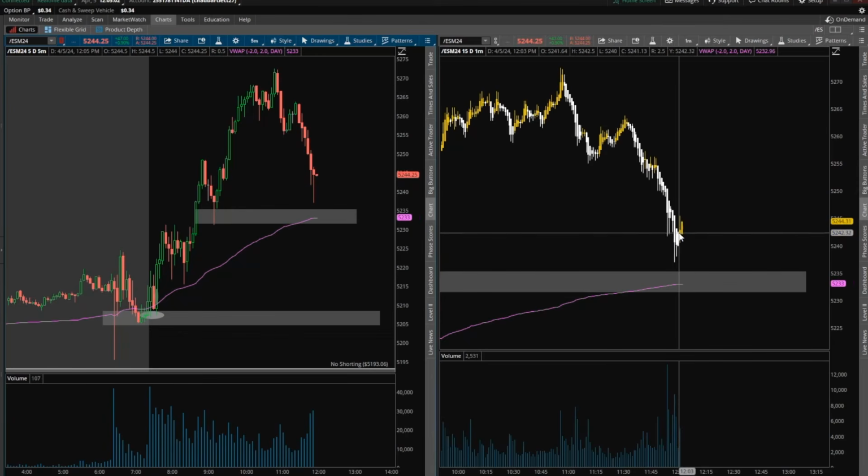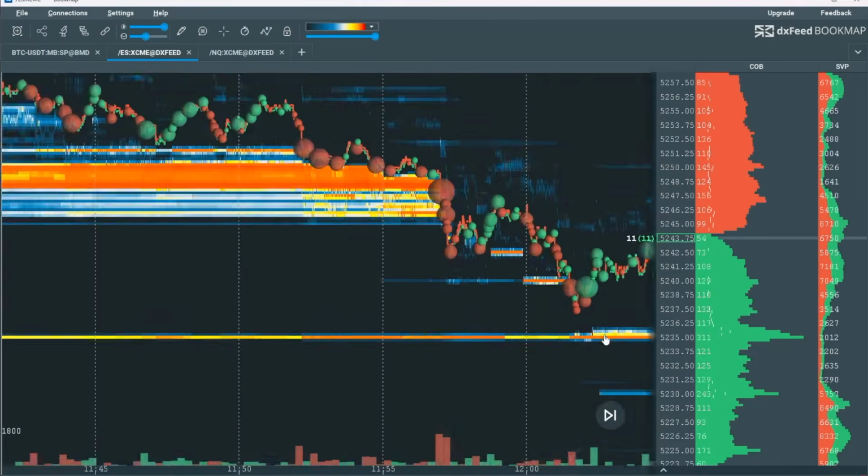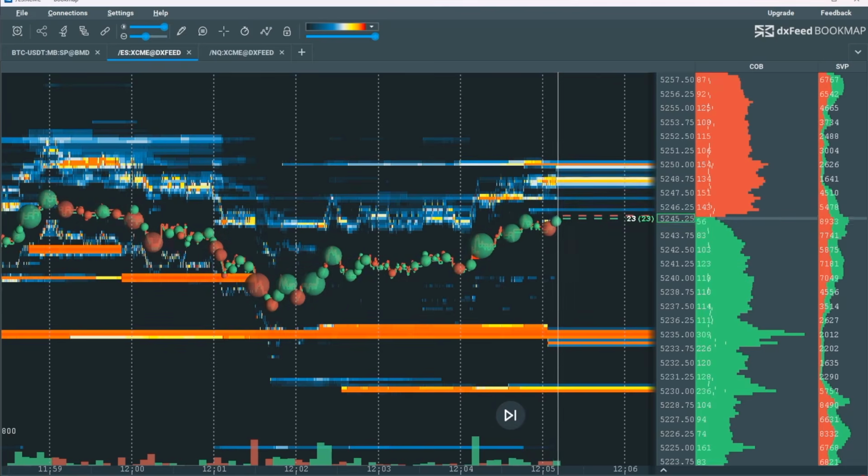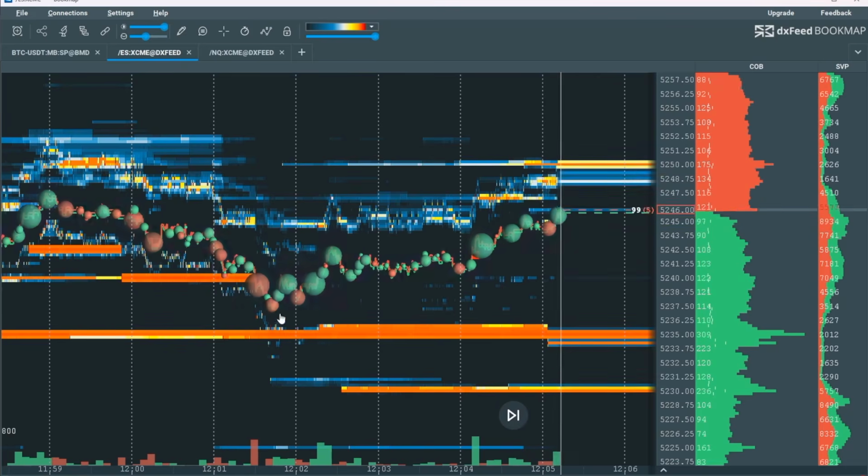Okay, as you can see, we got our first green candle off of this level. Let's see, the limit orders are still there. So I'm going to go ahead and enter the position long right now. Again, we're just bouncing off this level. We're using Bookmap to confirm it.